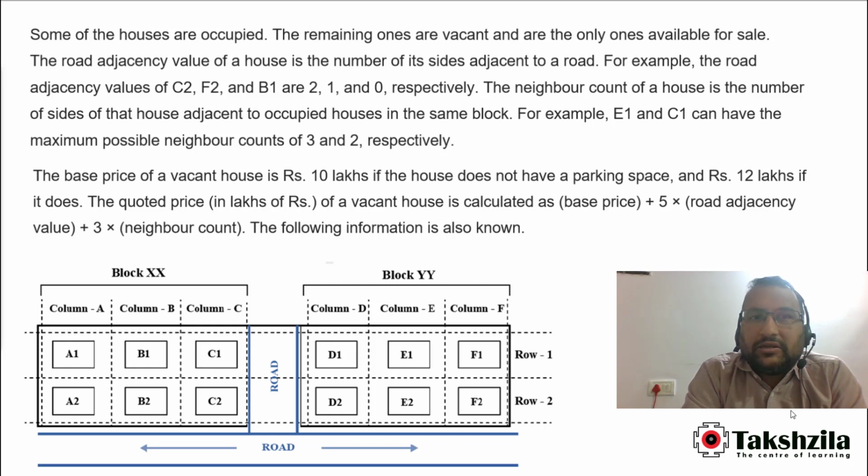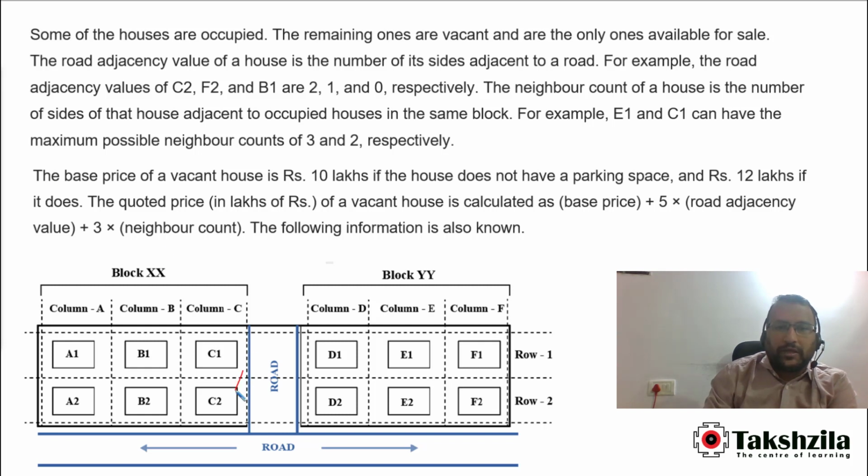The road adjacency value of a house is the number of its sides adjacent to a road. For example, the road adjacency value of C2, F2 and B1 is 2, 1 and 0. You can see over here for the house C2, there are 2 roads which are adjacent. This is 1 and this is 2. So the road adjacency value for C2 is 2. For F2, there is only one road adjacent, this one. So the road adjacency value for F2 is 1. For B1, there is no road adjacent, so the road adjacency value is 0.